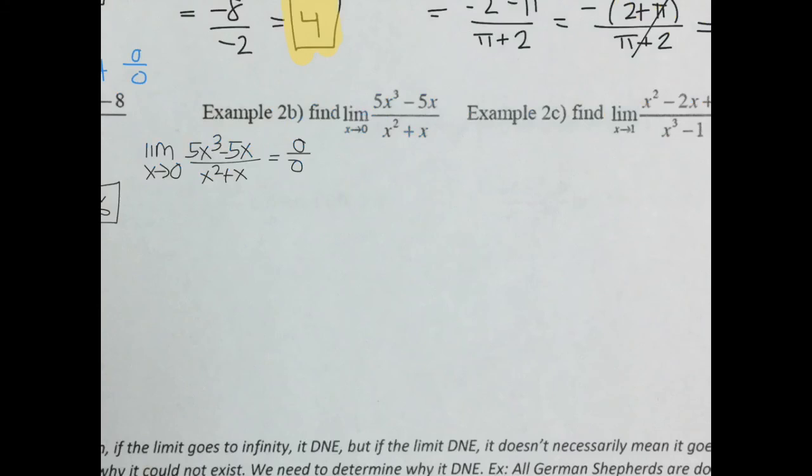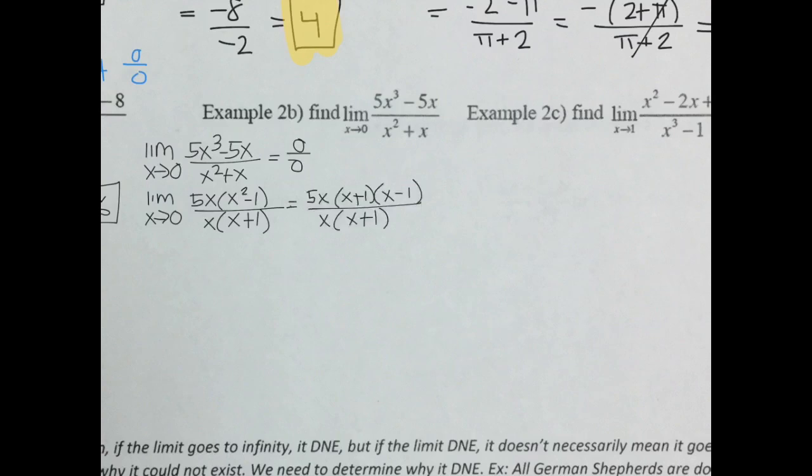Okay, so I plugged in 0, and I got 0 over 0, which tells me that I should factor. So I factored the top by taking out a 5x, and I factored the bottom by taking out an x. I can't really cancel anything right now, but I recognize that the numerator has a difference of squares. So x squared minus 1 actually turns into x plus 1 times x minus 1. Okay, right here I recognize that I can cancel out an x plus 1 and an x. So instead of actually canceling them out, I'm just going to say that it equals the limit as x approaches 0 of 5 times (x minus 1), and then I'm going to plug in 0, and my final answer is going to be -5.